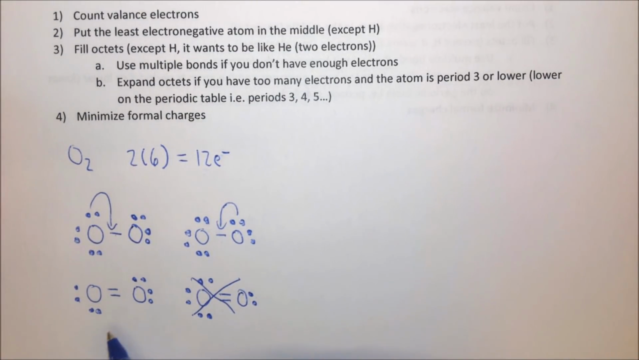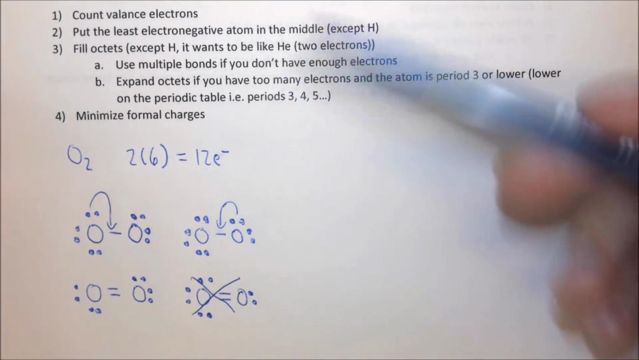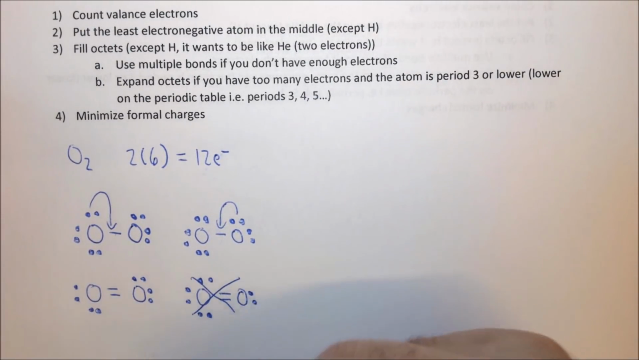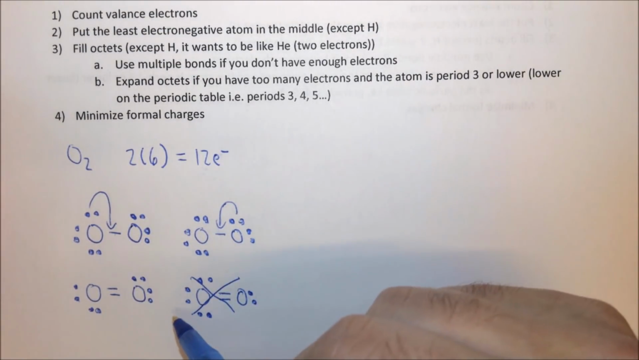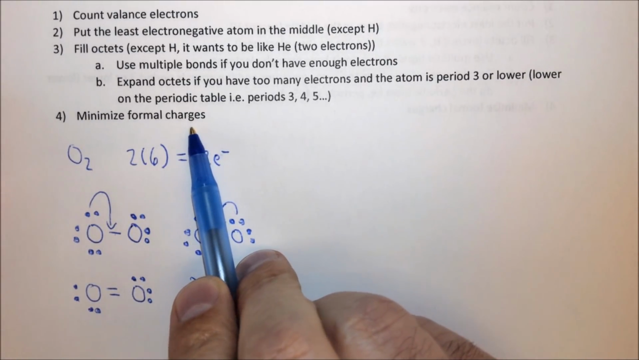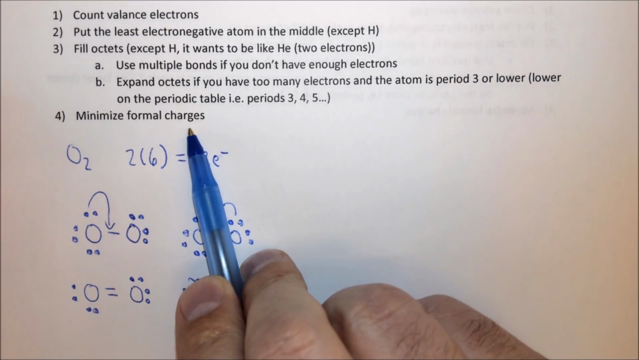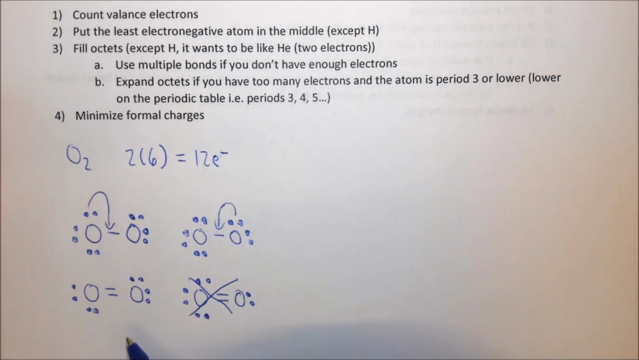As you progress through this and you do more and more examples, you'll start to see some patterns. And that's great. Once you see those patterns, use them. But until then, follow the rules. So now we have 2, 4, 6, 8 electrons around this one, 2, 4, 6, 8 electrons around this one. Everybody's happy. Minimize formal charges, which, as you'll recall from the previous videos, I really think is a way to check your answer. So let's see what the formal charge is.